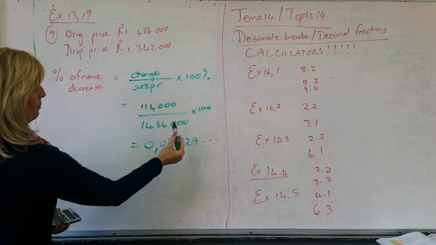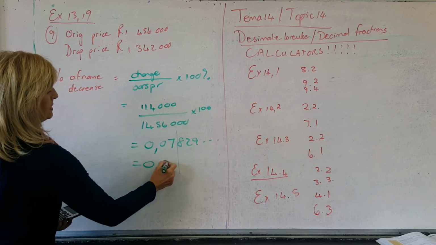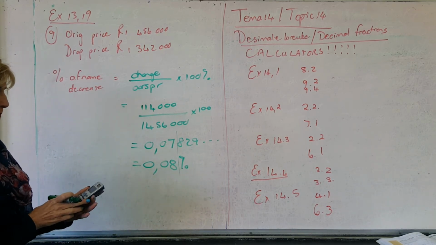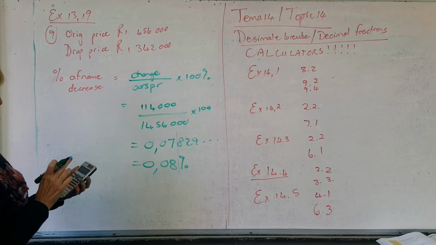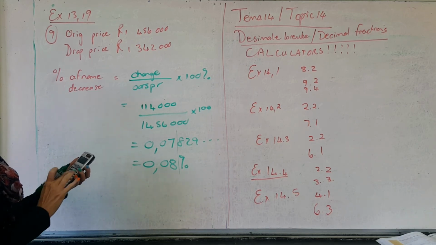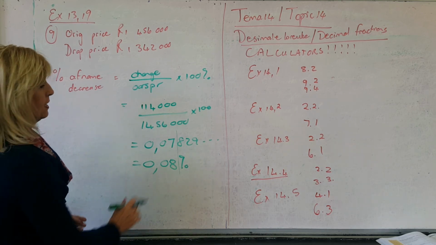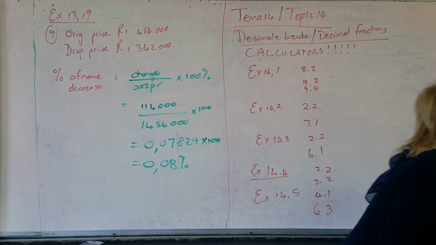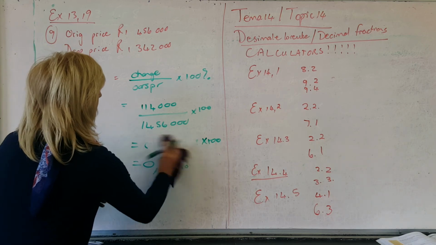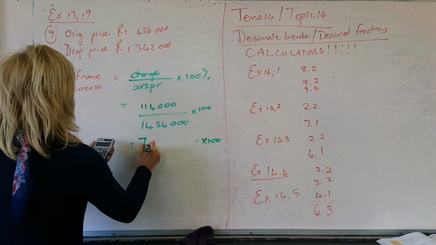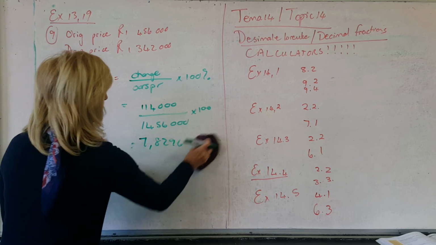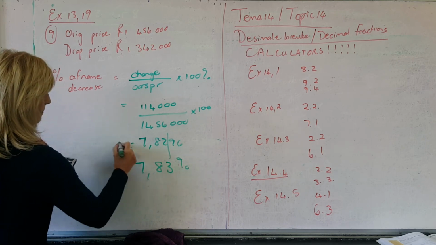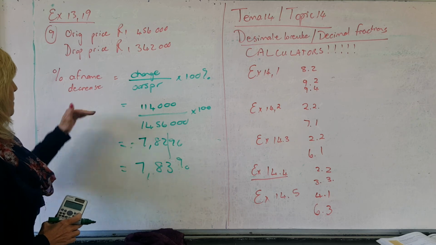0,07829, and we're rounding off to 2 decimals. Oopsie, I didn't times it by 100, so times with 100 gives me then 7,8296%, meaning it's 7,83%. Sorry, I should have still had the times 100 there. That should be your percentage decrease.